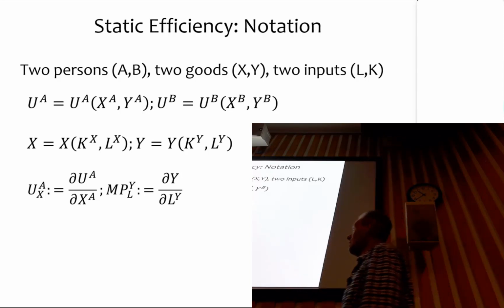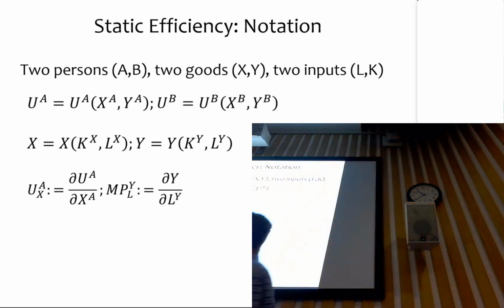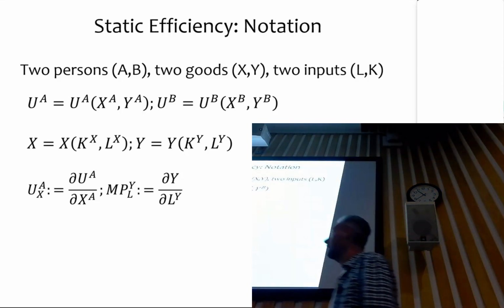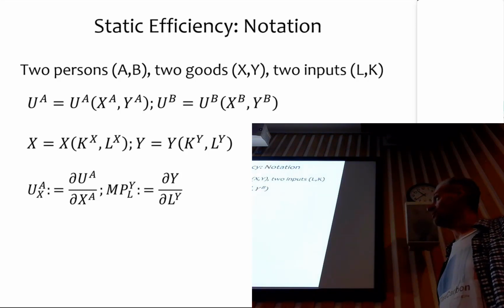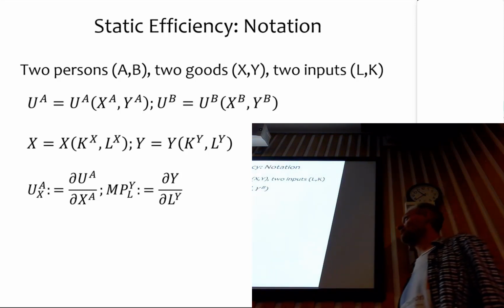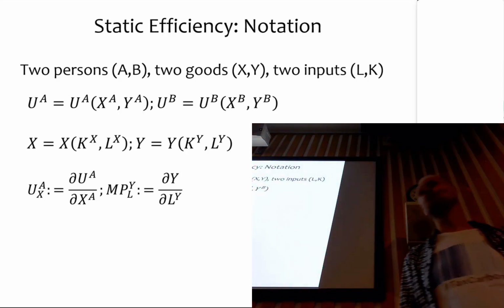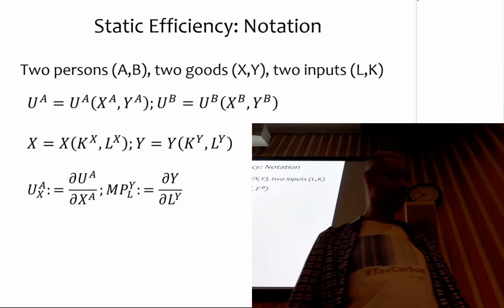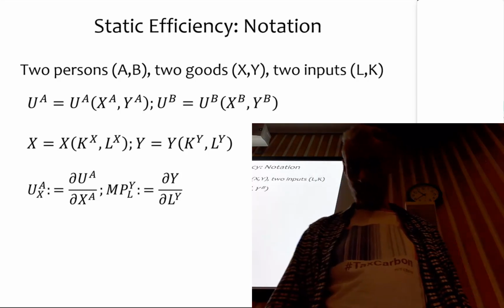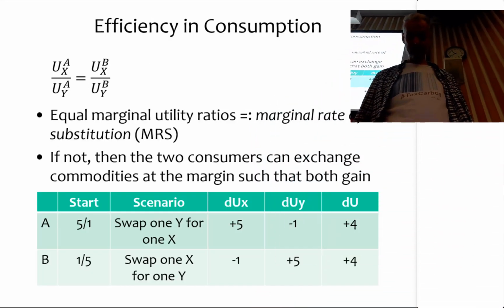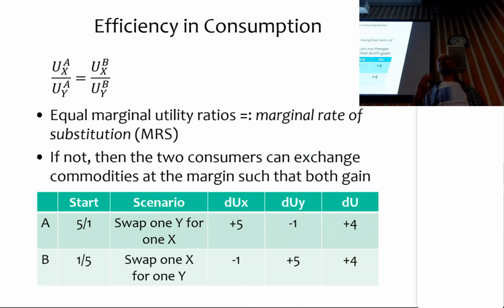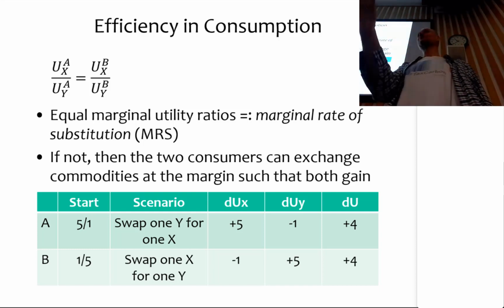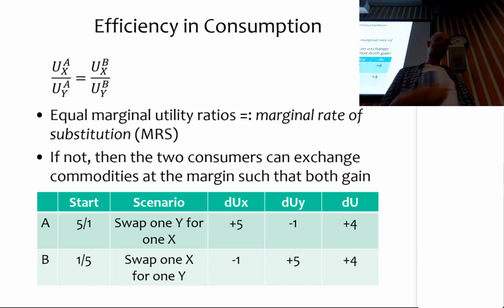Marginal production of good Y in labor, F super Y sub L, is the first partial derivative of the production function of good Y to the labor input into good Y, right? These are just definitions. Now, efficiency comes in three parts.